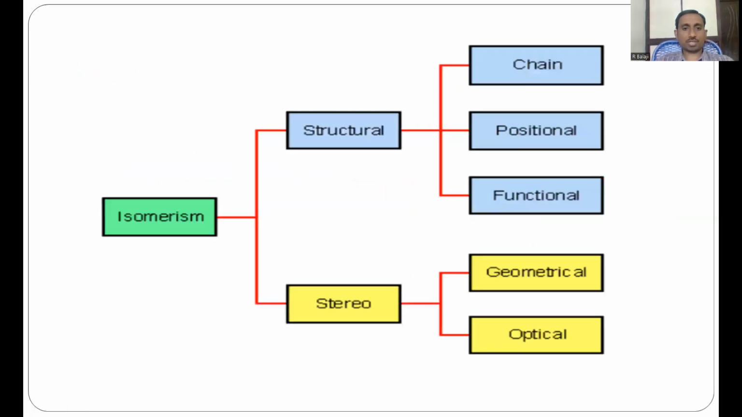Based on the different possible structures, isomerism can be divided into two categories: structural isomerism and stereoisomerism. Structural isomerism can be further divided into three categories: chain isomerism, position isomerism, and functional isomerism. Stereoisomerism can be divided into two categories: geometrical isomerism and optical isomerism.